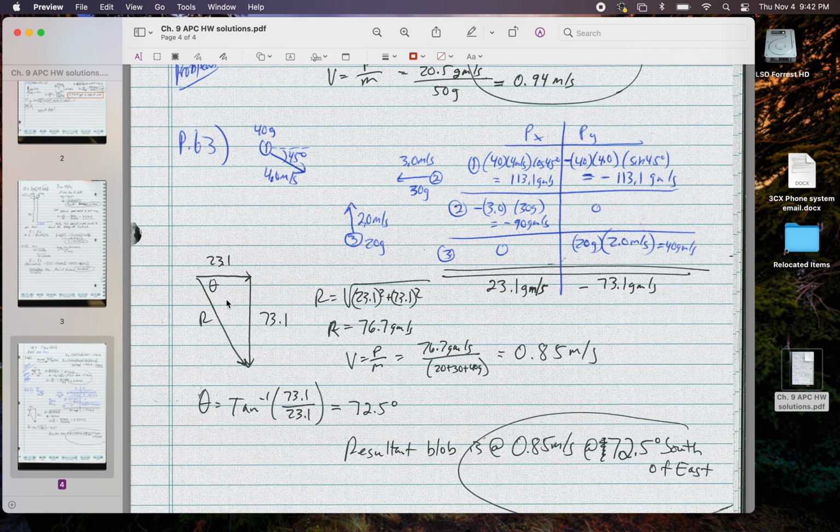So this gets me a momentum to the east, this gets me a momentum to the south. When I do the trig with these, I get the resultant momentum using the Pythagorean theorem. Then that resultant momentum divided by the total mass of the system gets me the final velocity. To find the angle, inverse tangent again of opposite over adjacent side.